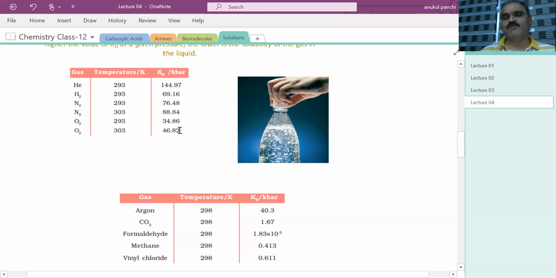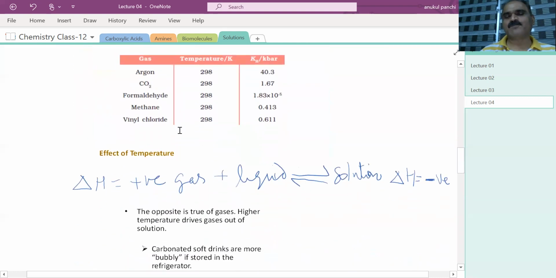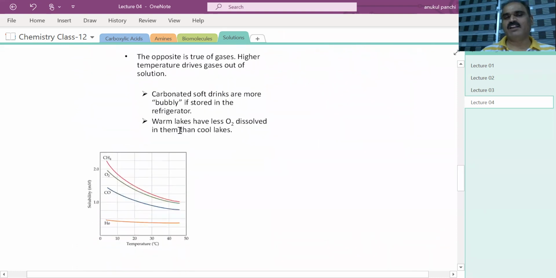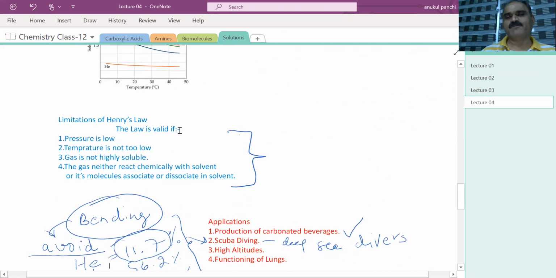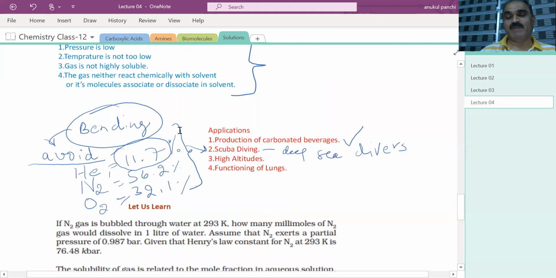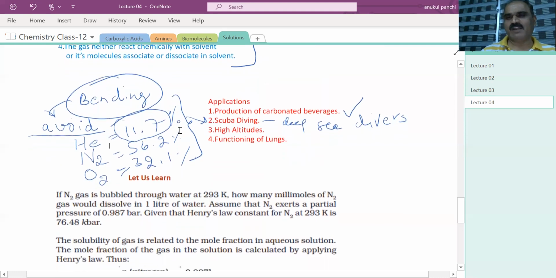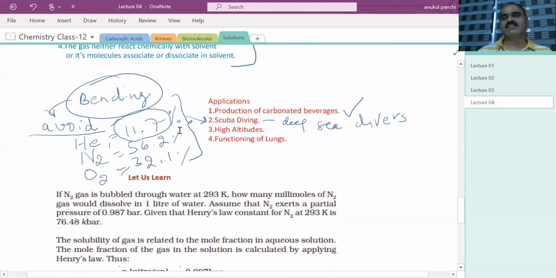That is why we mix helium gas into the air of a scuba diver, to avoid bending. That painful experience is called bending. Okay. Now, the third application of Henry's law is at high altitudes. People living at high altitudes have a medical unfitness problem, which is called anoxia.